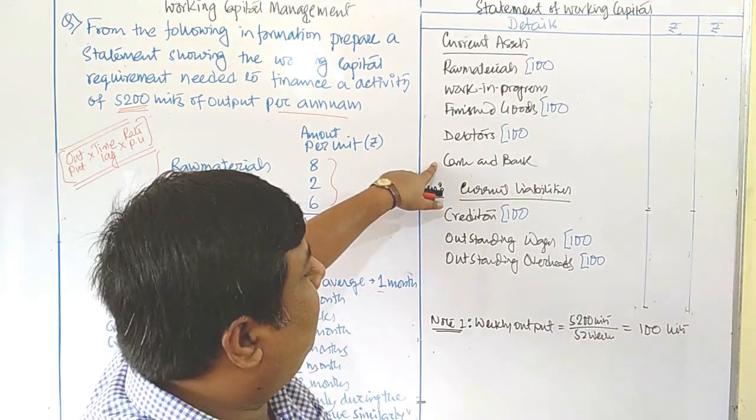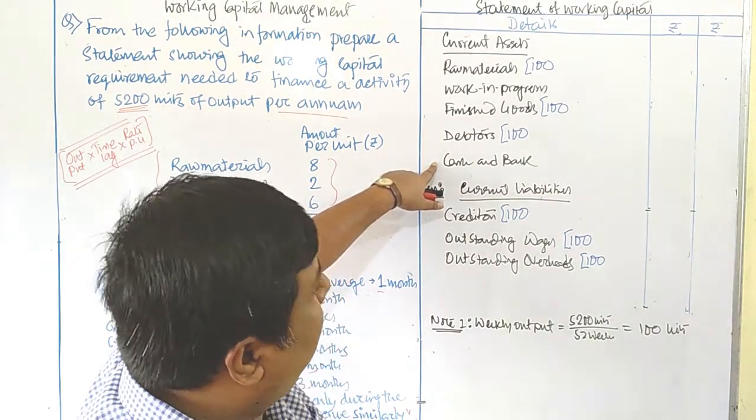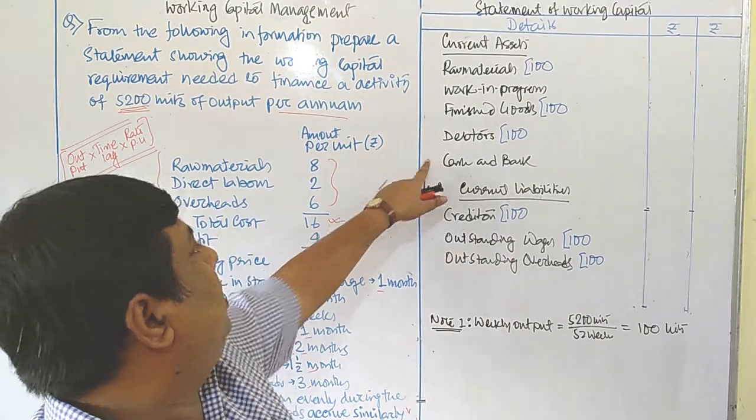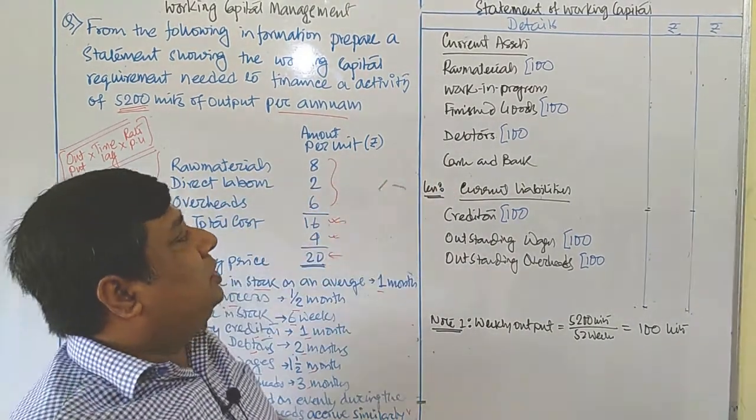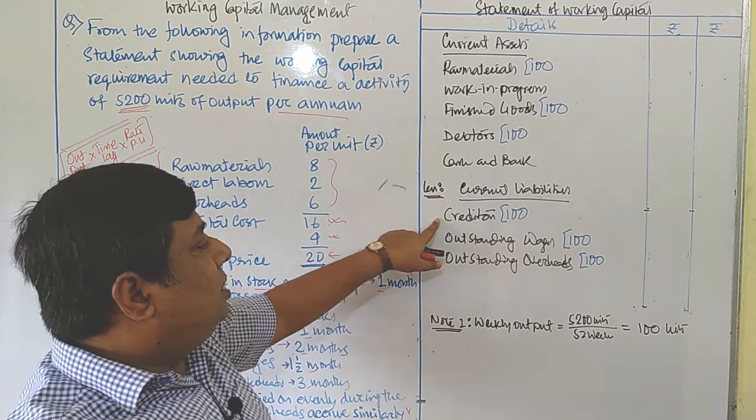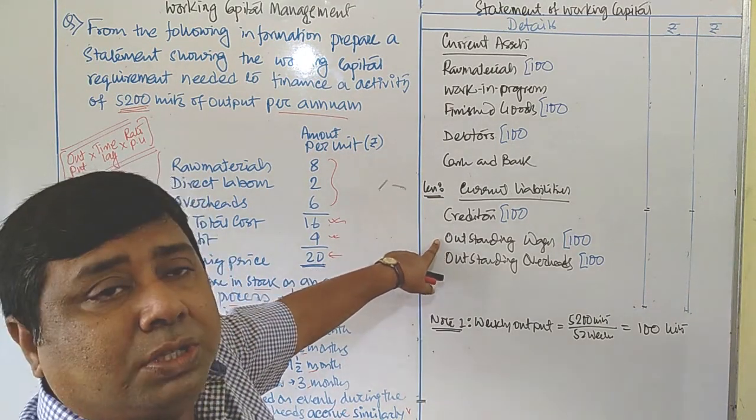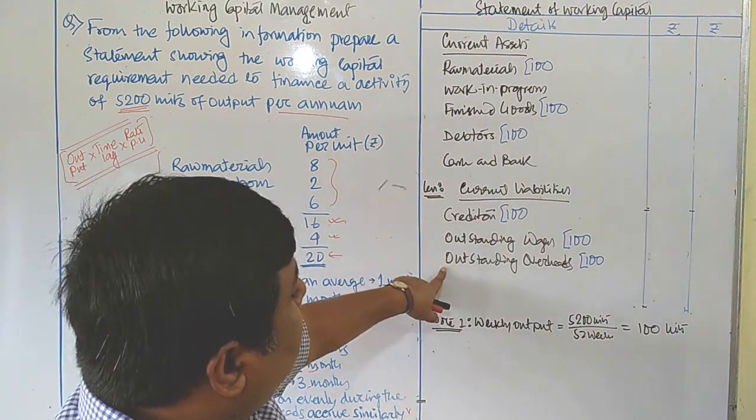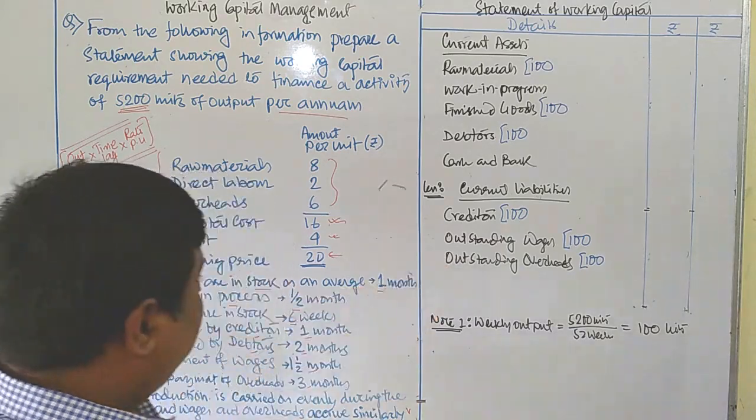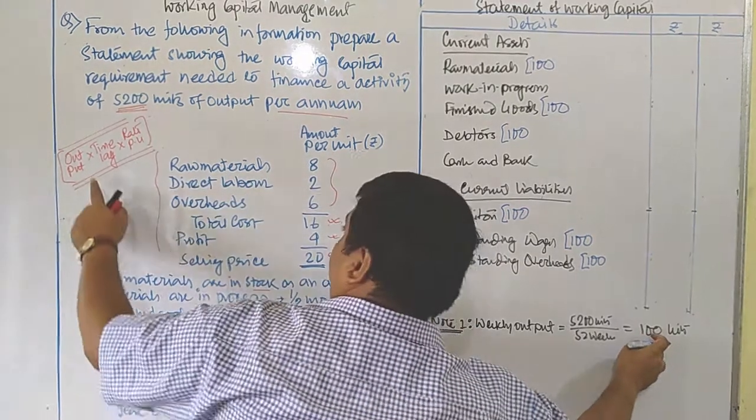Cash at bank is normally available to us. Cash at bank we won't calculate under that particular mechanism, that is why I keep it blank. Current liabilities is also multiplying by 100, outstanding wages is also multiplying by 100, outstanding overheads also multiplying by 100, since I calculate our weekly output is 100 units.